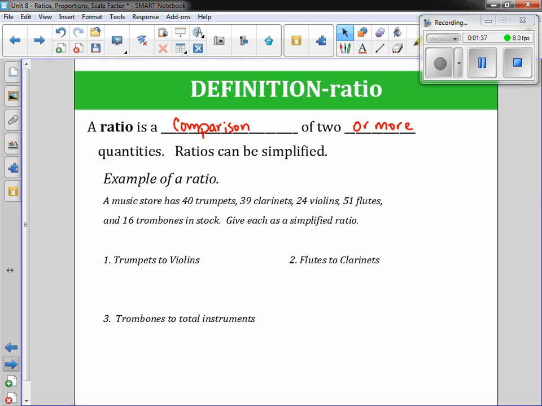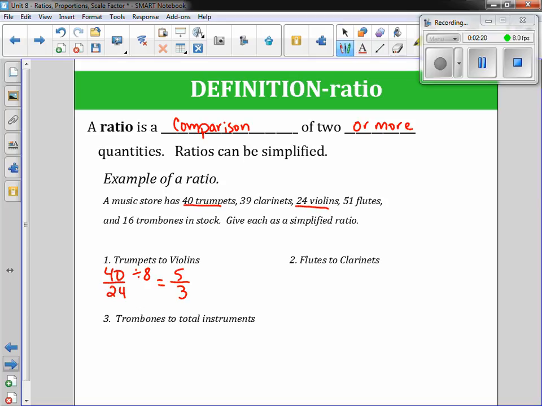A ratio is a comparison of two or more quantities. We have an example dealing with a music store. It has 40 trumpets, 39 clarinets, 24 violins, 51 flutes, and 16 trombones in stock. We want to give each ratio in simplified form. So I want to compare the number of trumpets to the number of violins. 40 to 24 is my ratio. To simplify, I look to see what both of these can be divided by equally, and that is 8. When I divide them both by 8, I get a simplified ratio of 5/3.